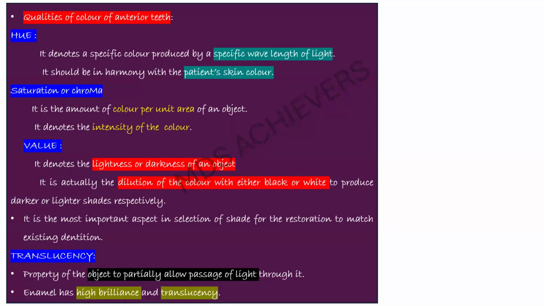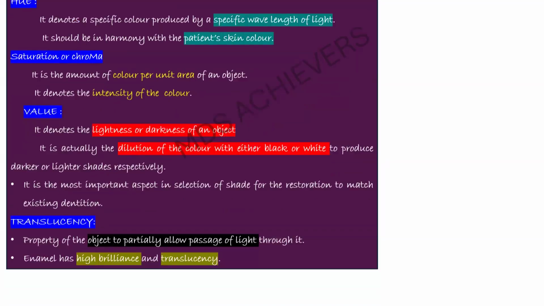And the qualities of the color of the anterior teeth, that is hue, saturation, chroma, value, and translucence. Very important thing. You can take a screenshot. Definitely, one question will be from this topic, without which there is no Prostho paper at all. Hue is the specific wavelength of the light, and saturation or chroma is going to be color per unit area, whereas value is going to be the lightness or darkness of an object, and translucence is the property of an object to partially allow the passage of light.